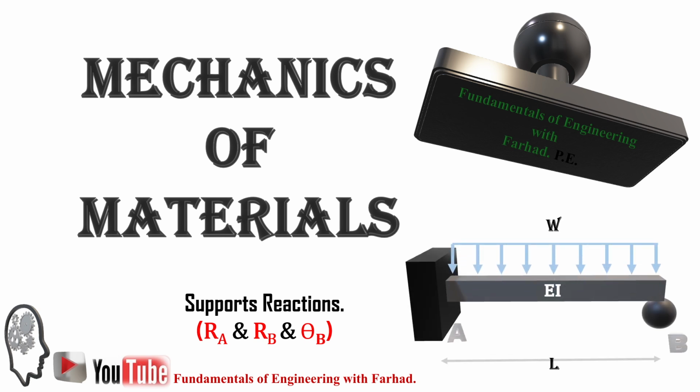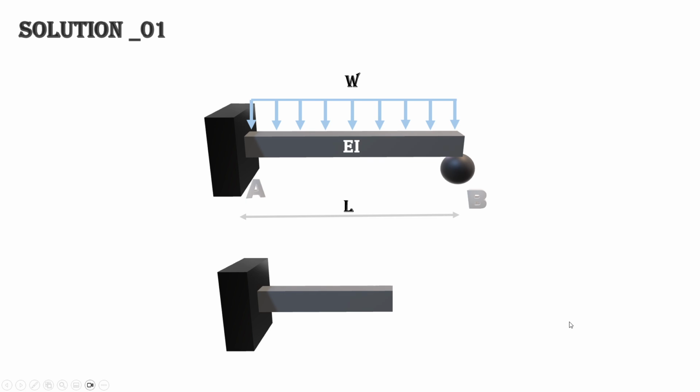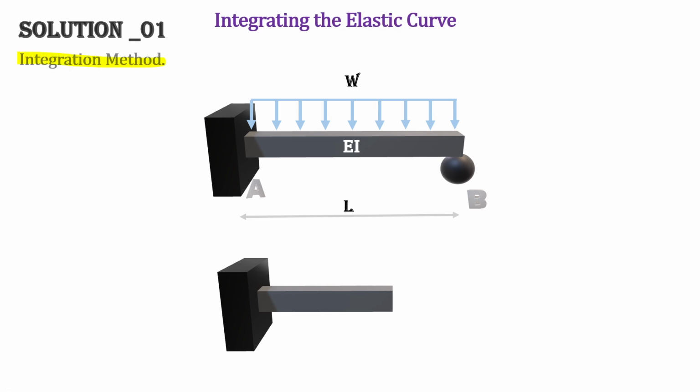Let's see how we can approach such a problem to calculate the reaction at A, the reaction at B, and also the angle created at B, which is theta B. The first solution is the integration method from the elastic curve. We integrate our elastic curve to calculate the equation of the elastic curve, and then based off the equation of the elastic curve and theta, we can get the reactions.